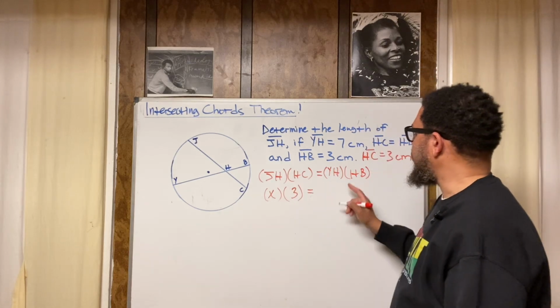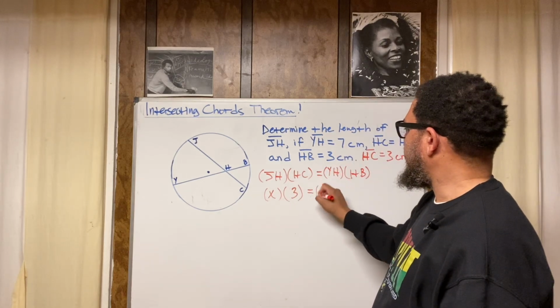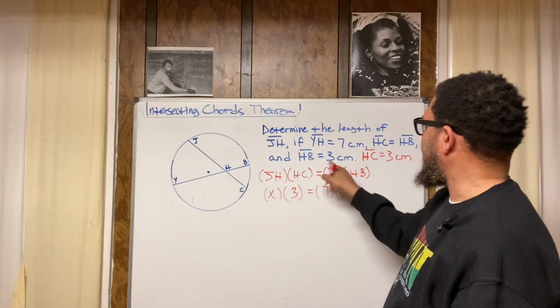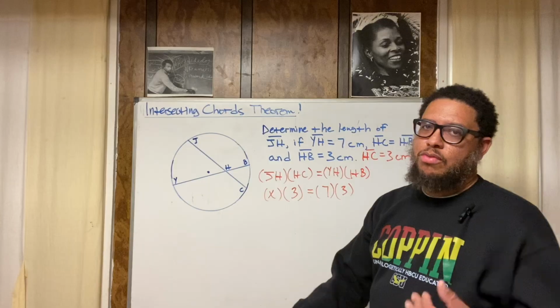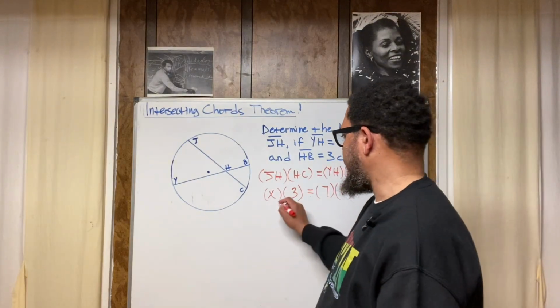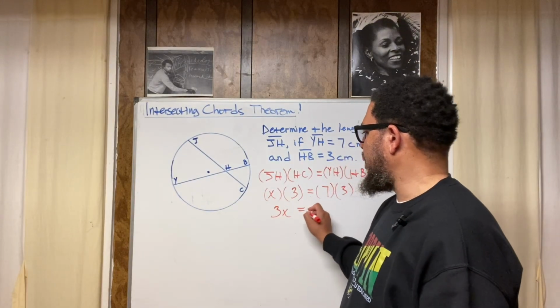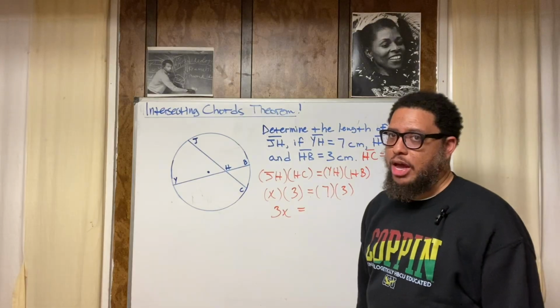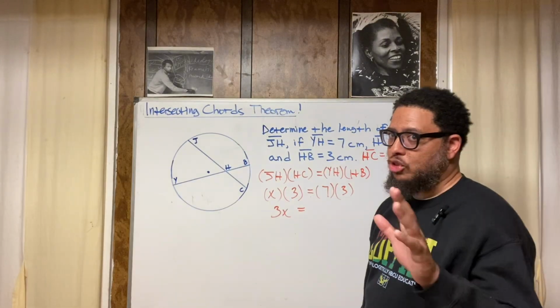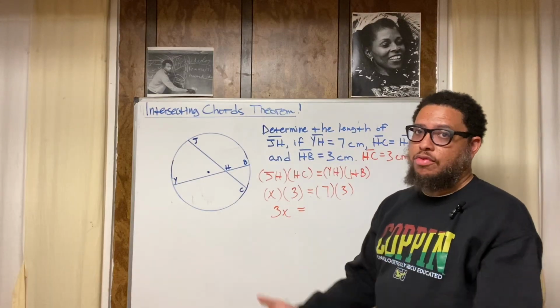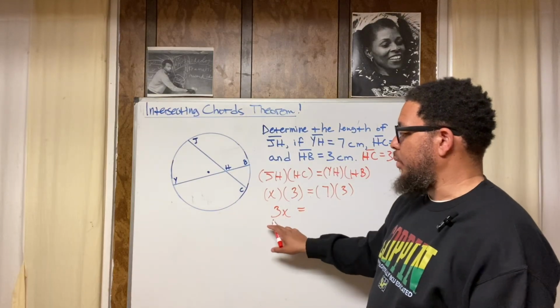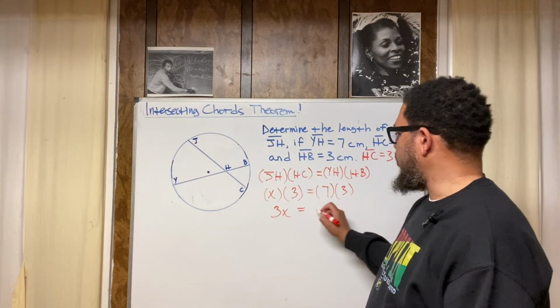Equal sign. What's YH? YH is 7. Boom. There we go. HB, what's that? That's 3. Boom. Okay. So now we've got X times 3. We can rewrite that as 3X. 3 will be your coefficient. Coefficient, that's algebra vocabulary. Make sure you know your math vocabulary, your algebra vocabulary. Coefficient is the number in front of the letter. It tells you how many of the variable you have. How many X's do we got? We got 3 of them. And then 7 times 3 over here, that's 21.